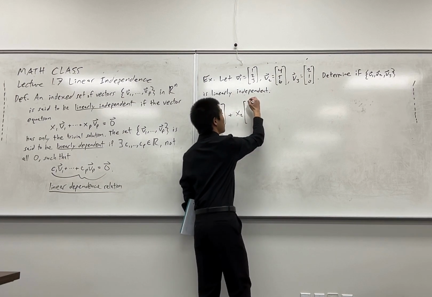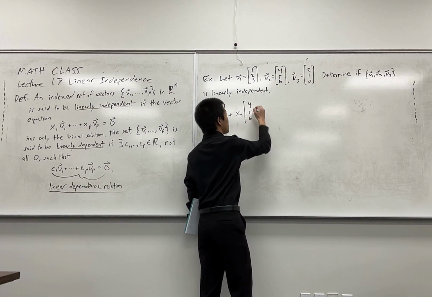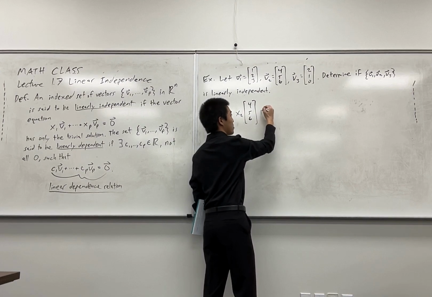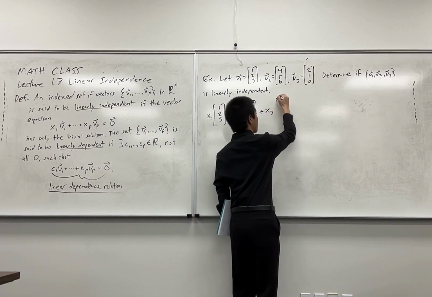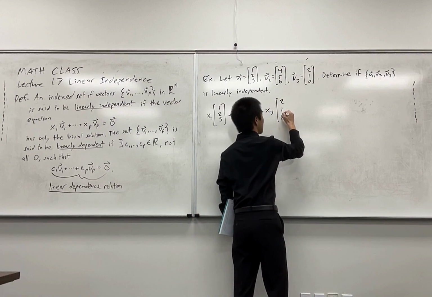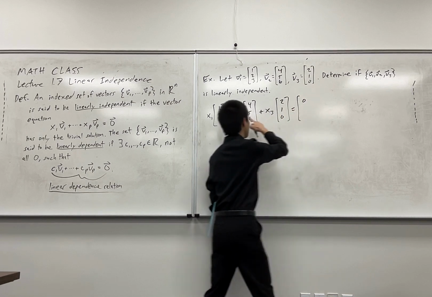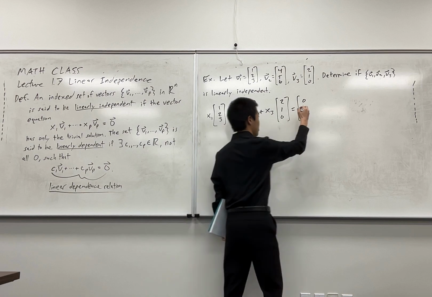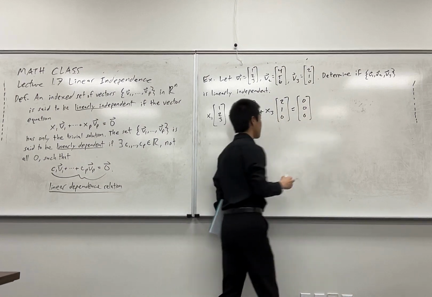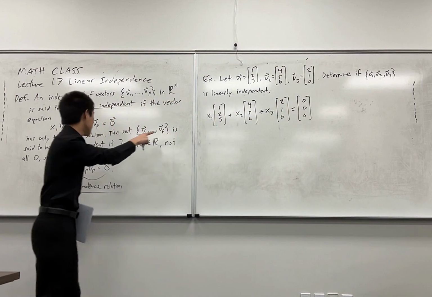Times 2, 4, 5, 6. And then V3, x3 times 2, 1, 0. And what are we setting this equal to? And then how many entries of zeros? 3, yes. 0, 0, 0. Okay. And so what about this equation needs to be true?